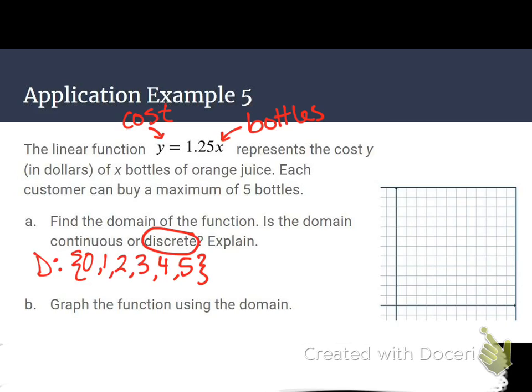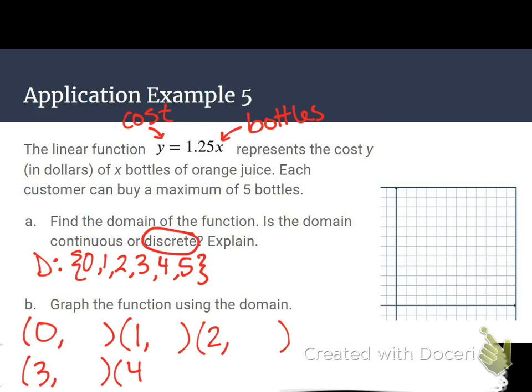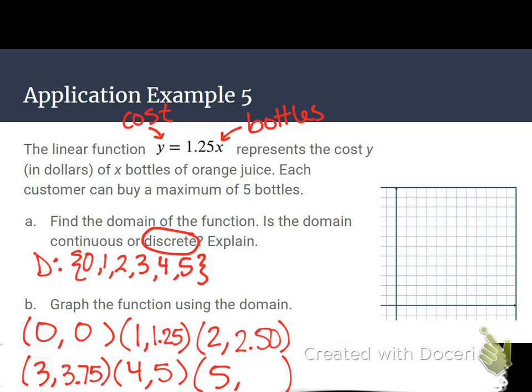Before we graph it, we need to know what our range is. So again, we are going to plug in our domain and find our range. 3, 4, 5. If I don't buy any bottles at all, how much am I spending? Nothing. If I buy 1 bottle, $1.25. 2 bottles, $2.50. 3 bottles, $3.75. 4 bottles, $5 even, and 5 bottles, $6.25.